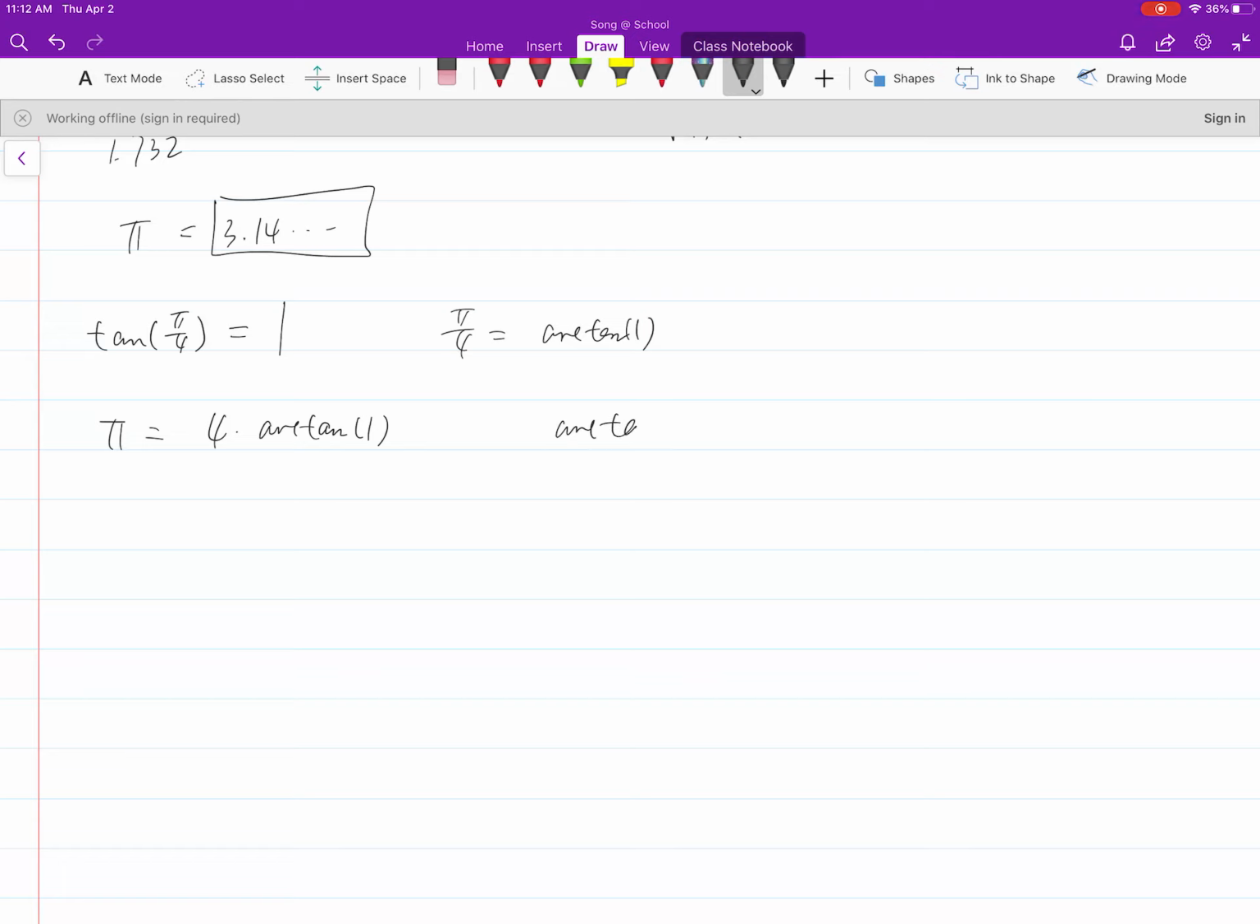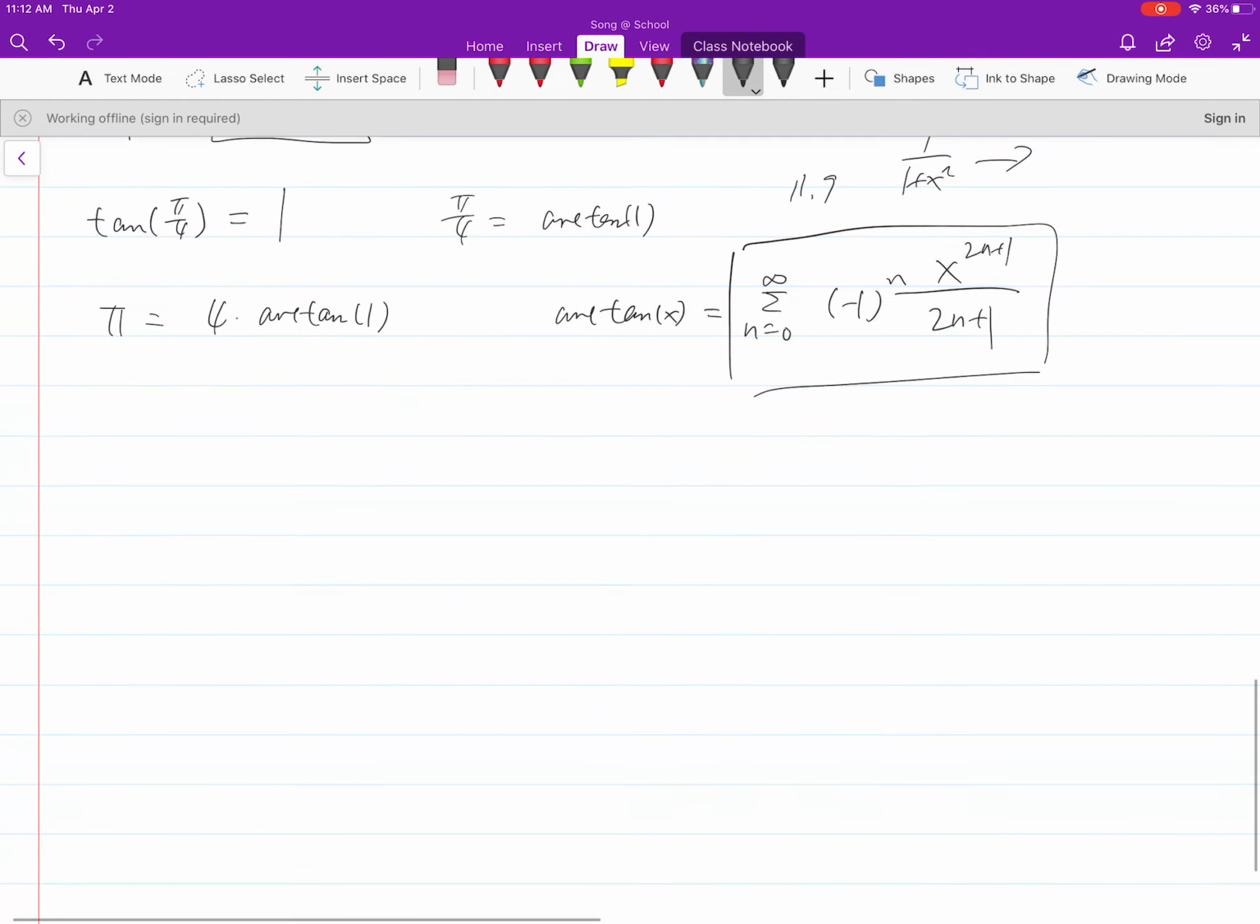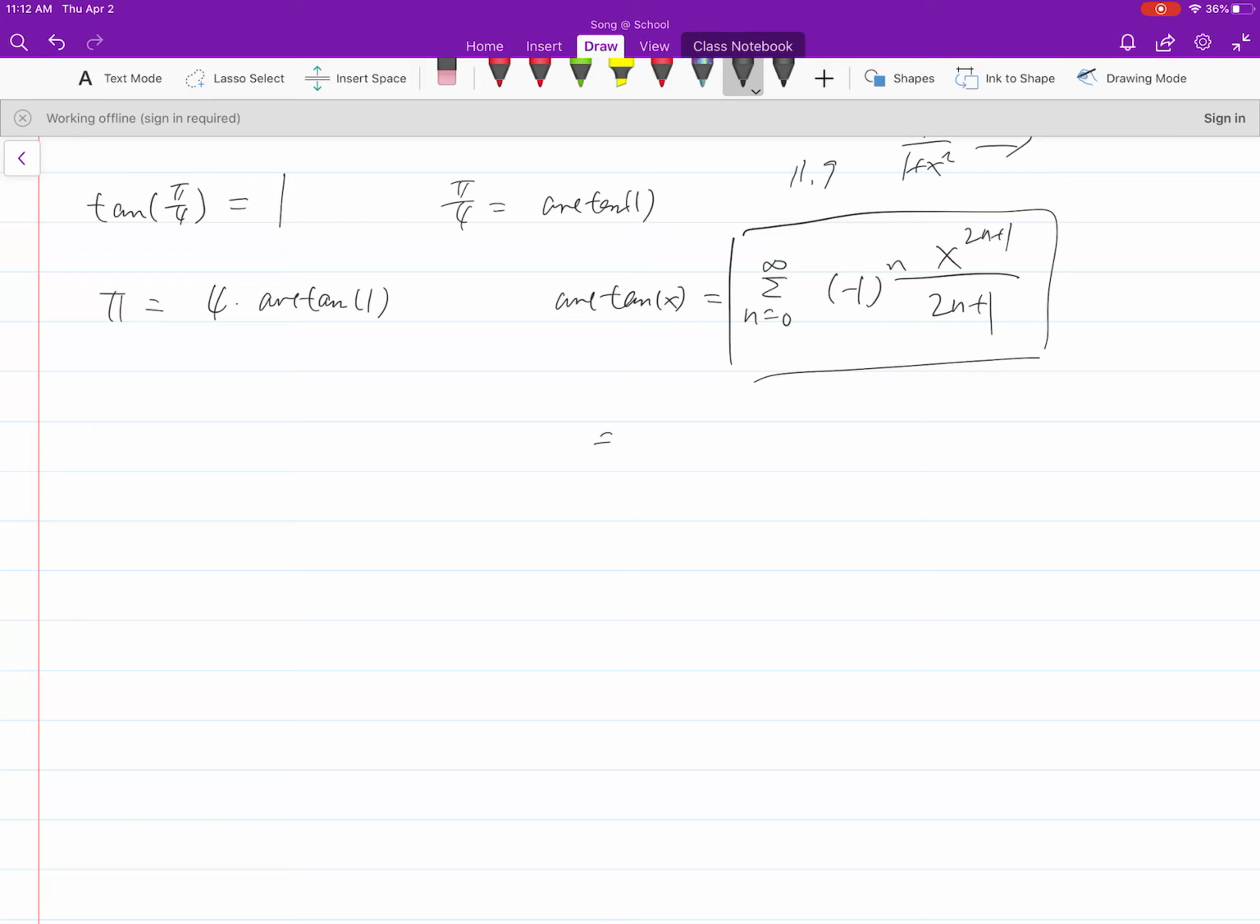The good news is, you do know arctangent x, and you do know this has a power series, which is the sum of (-1)^n x^(2n+1) over (2n+1). We get it from 11.9. You take the derivative to get the formula, and then take the antiderivative. Either way, this is the Taylor polynomial of arctangent, centered at 0. So x over 1 minus x cubed over 3 plus x to the 5th over 5 minus x to the 7th over 7, and keep going. That is arctangent x.